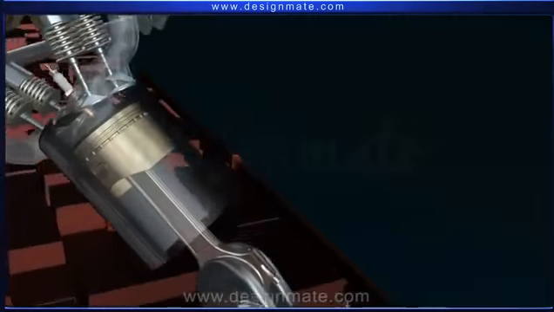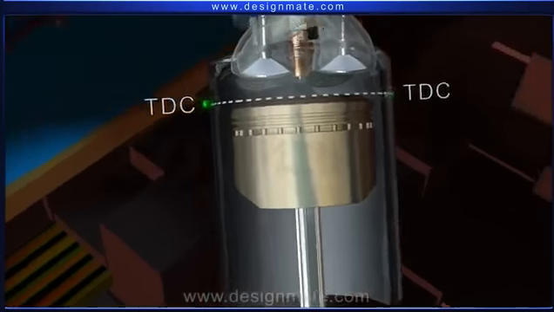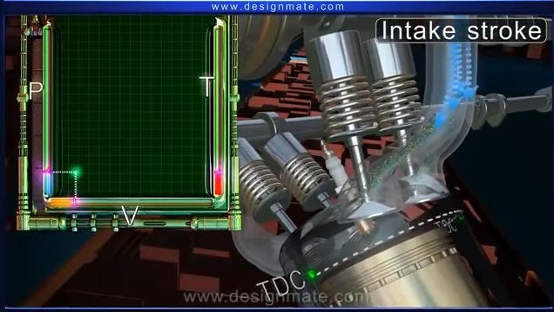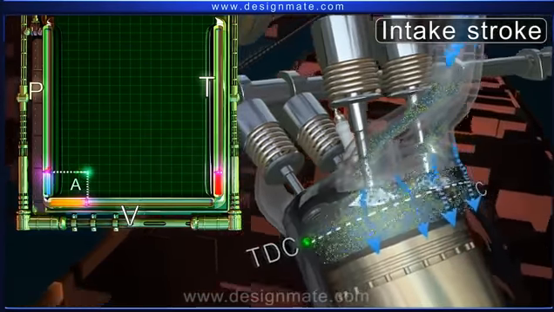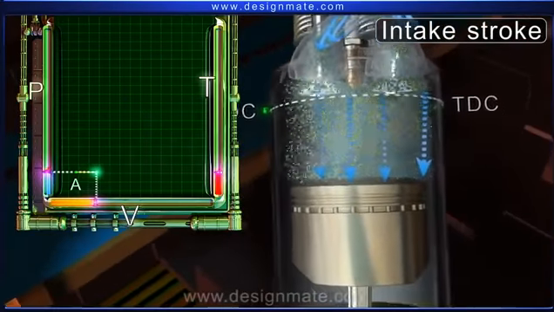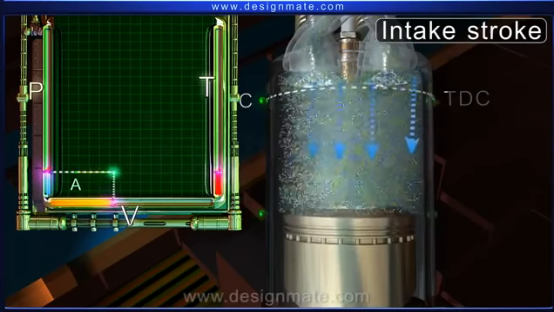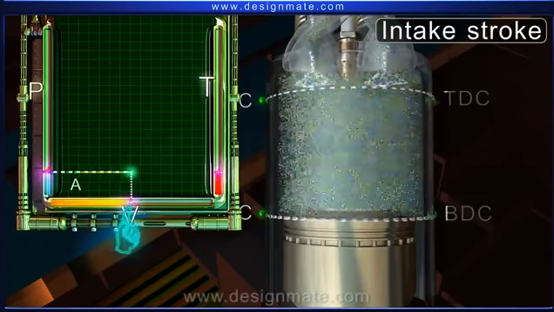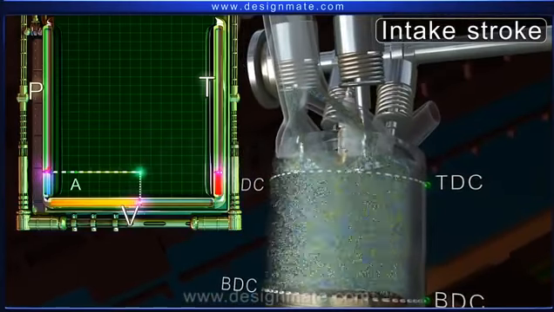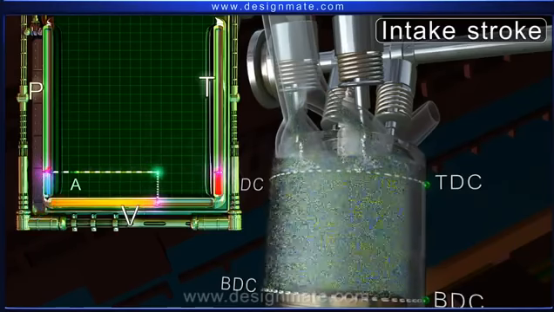The engine cycle begins when the piston is at its top position, called top dead center or TDC, and both the valves are closed. Intake stroke. During this stroke, the intake valves open and the fuel-air mixture called charge enters the cylinder at near atmospheric pressure. The piston descends from TDC towards the bottom dead center or BDC of the cylinder, and the volume of charge increases. As the intake valves are open, the pressure and temperature of charge inside the chamber remain constant.